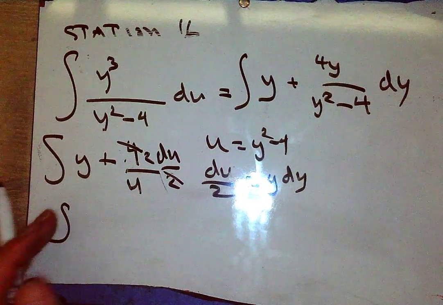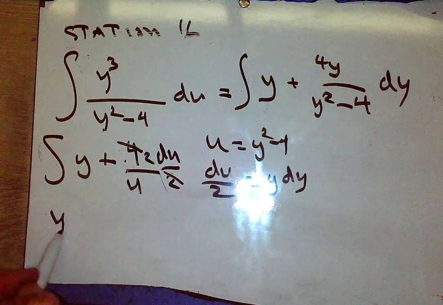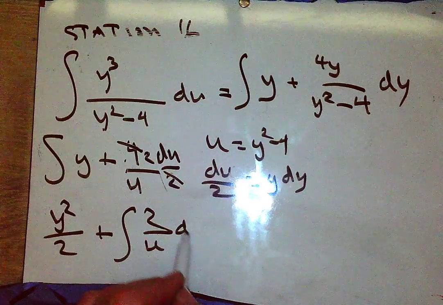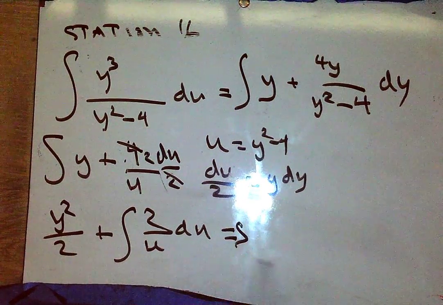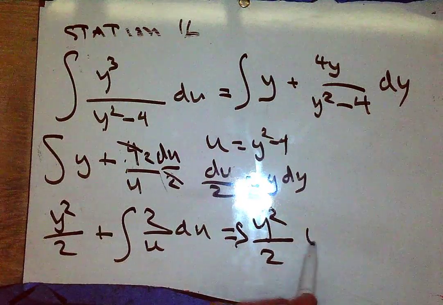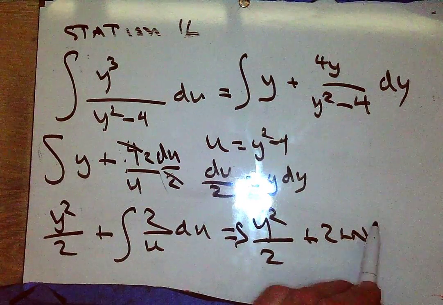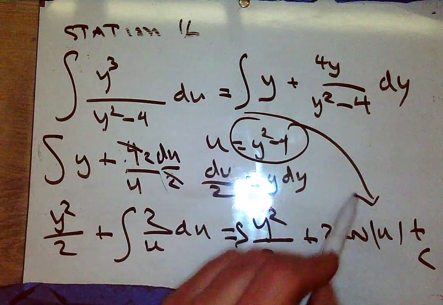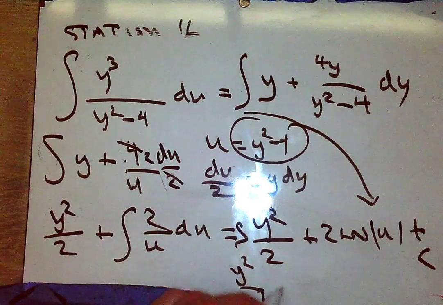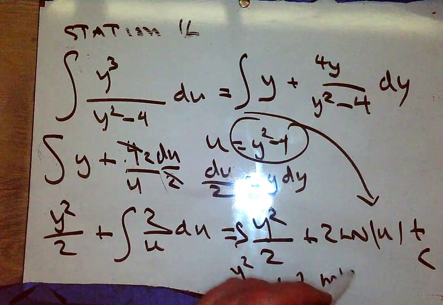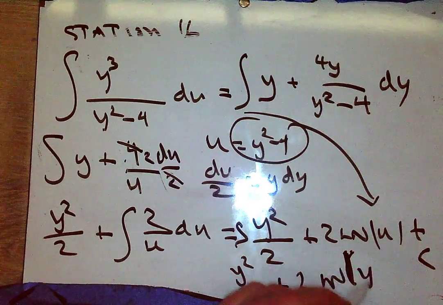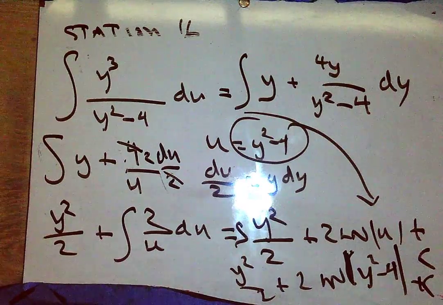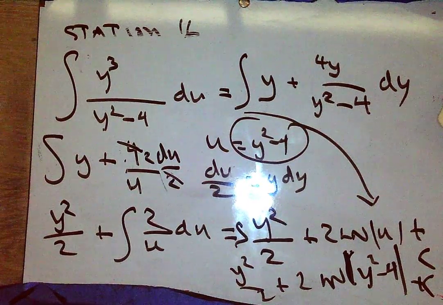So I get y squared over 2 plus the integral 2 over u du, which is y squared over 2 plus 2 ln of u plus c. And there's our u to plug back in. So y squared over 2 plus 2 ln y squared minus 4 plus c. I think that's good.